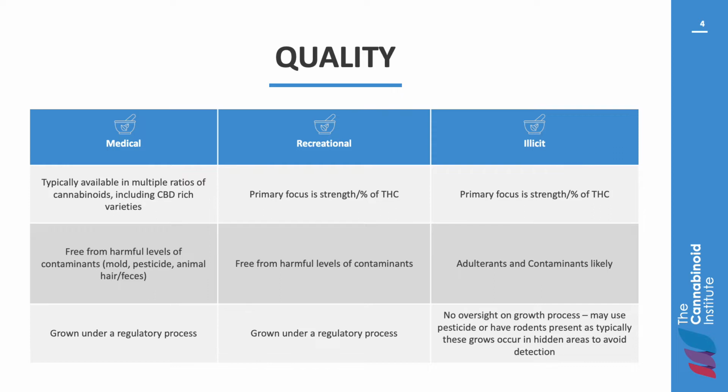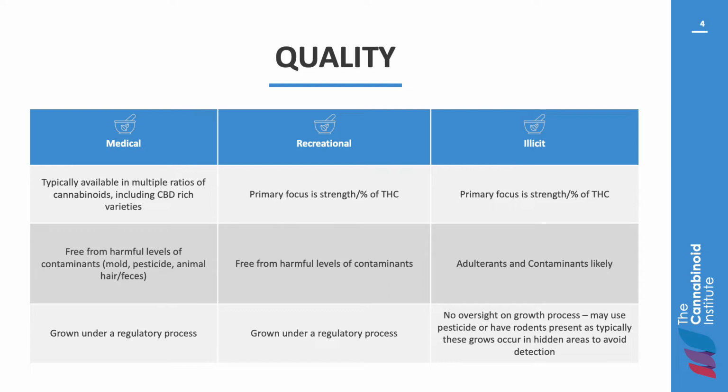Recreational cannabis typically focuses on the strength or percentage of THC, and usual recreational offerings are not as varied as within a medical program when it comes to cannabinoid ratio. Recreational cannabis is also usually free from harmful levels of contaminants and is grown under a regulatory process within a legal adult use program. Illicit cannabis is of unknown quality.